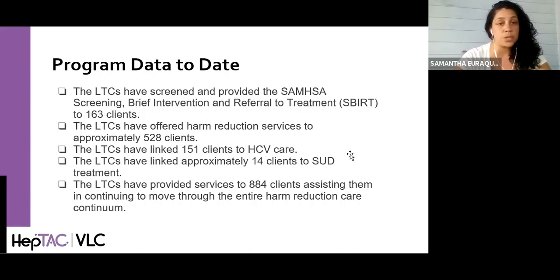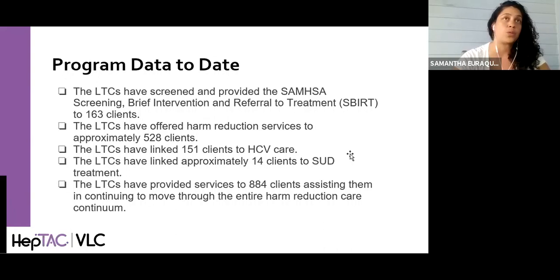They've offered harm reduction services to 528 clients. They've linked people to hepatitis C care, 151 people, and that is first medical appointment with a provider. And then they've been able to connect 14 people to traditional substance use disorder treatment. And that would be detox or an inpatient. Again, the focus of our program is not that.